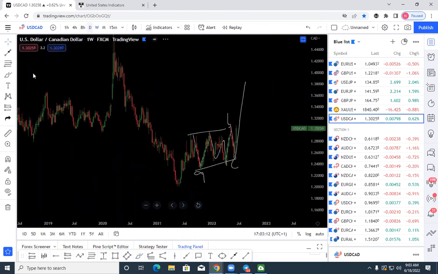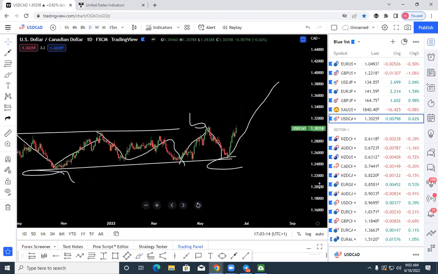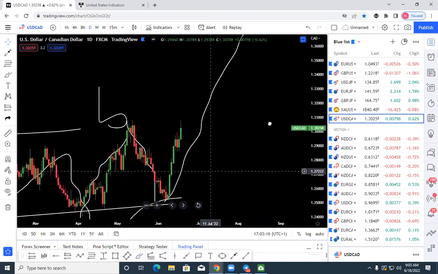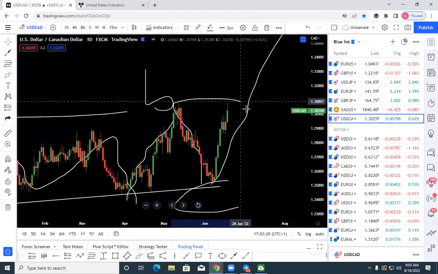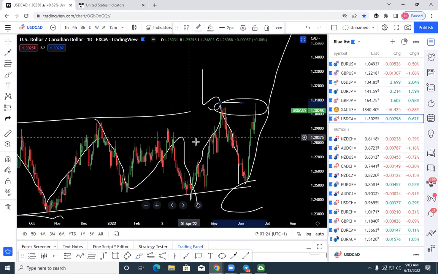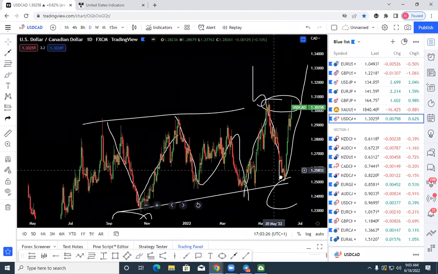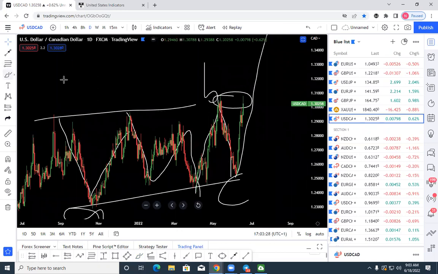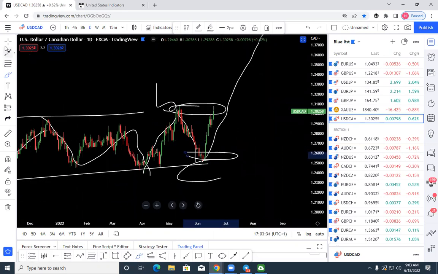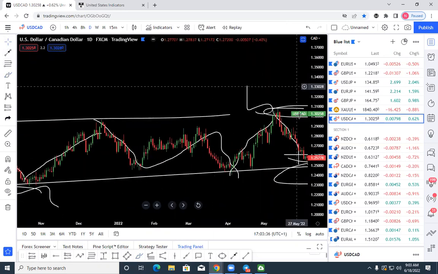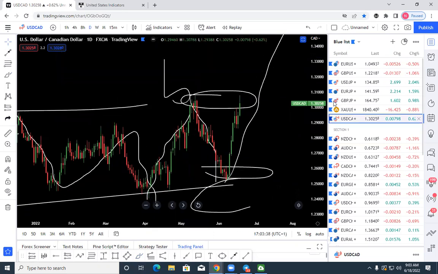That's weekly. Daily. Now, is it good to buy here? No. Why? Because right here, we're already at the top. We're already at a resistance level, and see where the buy started from. So we're already at a resistance. It's not good for us to buy USD CAD at that level. We have to allow some measure of correction.